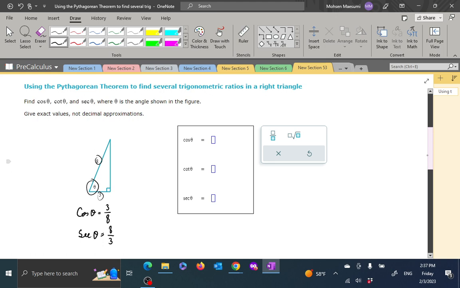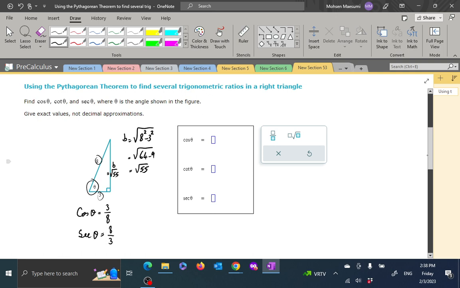For other things we need this side B, and of course I need the Pythagorean theorem here: B is the square root of 8 squared minus 3 squared. Is that right? If you want to calculate one of the legs, it's going to be the difference of the squares of the others. If you want to calculate the hypotenuse, it's the sum. So here I have 64 minus 9, and that makes 55. So this is square root of 55.